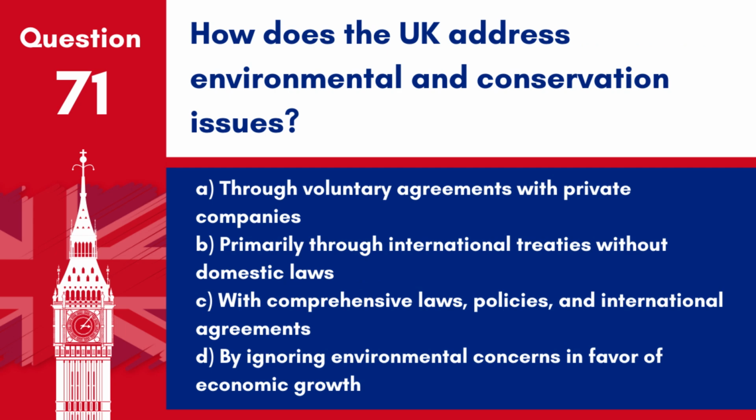Question 71. How does the UK address environmental and conservation issues? A. Through voluntary agreements with private companies. B. Primarily through international treaties without domestic laws. C. With comprehensive laws, policies, and international agreements. D. By ignoring environmental concerns in favour of economic growth. Answer: C. With comprehensive laws, policies, and international agreements.